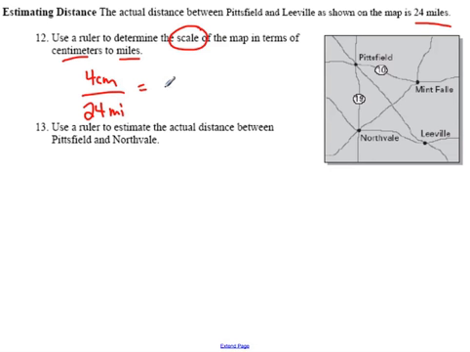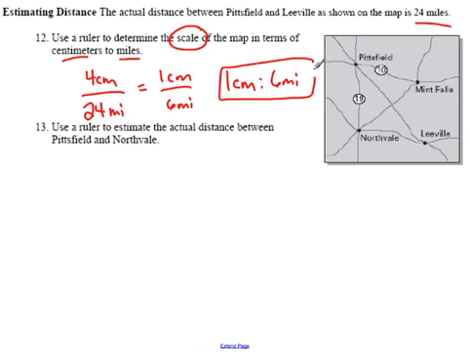I can simplify this one bit here. 1 centimeter over 6 miles. Or if I was to write this as a scale, 1 centimeter to 6 miles. Remember, whenever it says scale, you should write it this way. Now I'm going to use that scale, 1 centimeter to 6 miles. I'm going to use this ratio based on these other two.